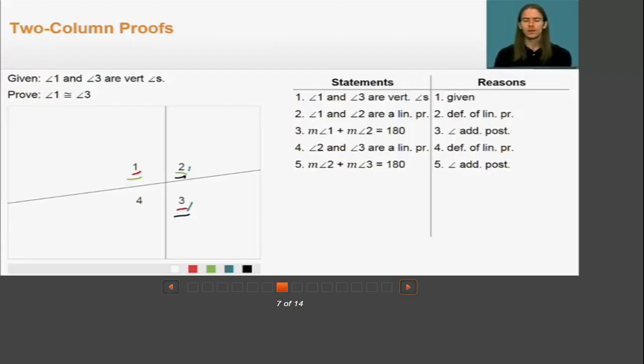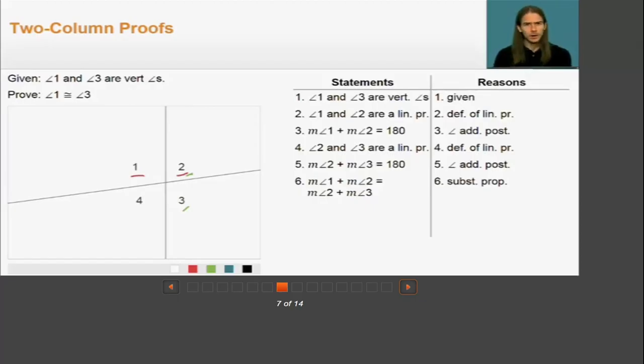Now, if you look closely at steps 3 and 5, you'll notice that you have two sums on the left, and on the right, they both equal 180 degrees. That means that those two sums must actually equal each other. So we can say that, let's clear away these markings, the sum of the measure of angle 1 plus the measure of angle 2 is equal to the measure of angle 2 plus the measure of angle 3. They both equal 180 degrees.